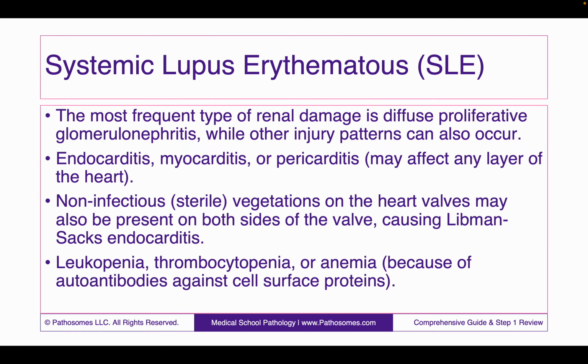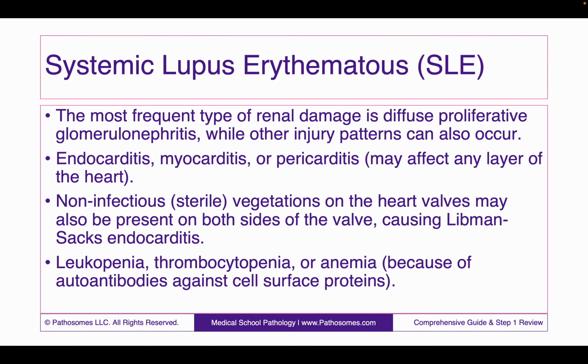Regarding systemic lupus erythematosus, the most frequent type of renal damage is diffuse proliferative glomerulonephritis, while other injury patterns can also occur. Might also see endocarditis, myocarditis, or pericarditis, because it may affect any layer of the heart. You might see non-infectious or sterile vegetations on the heart valves. They may be present on both sides of the valve, causing Libman-Sacks endocarditis.